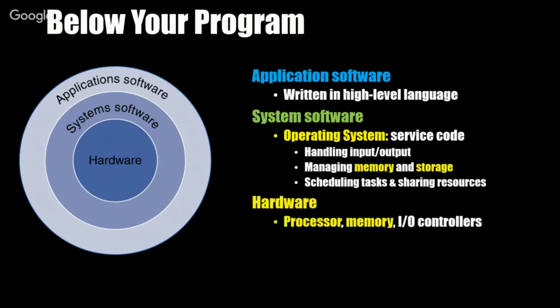Finally, at the lowest level is the hardware. It consists of all the components of the computer that you can physically touch, like the processor, the memory, and the I/O devices. In the next two videos, we'll take a look at different types of operating systems and go more in depth with Linux.